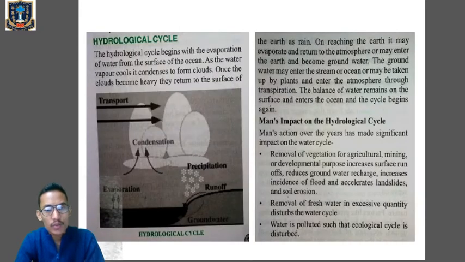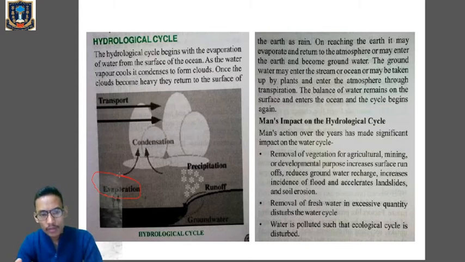Next one is the hydrological cycle, the easiest one. Hydro means water, water cycle. Okay, so we all know that the water cycle or the hydrological cycle begins with the process of evaporation from the water bodies, mainly from the oceans, right?